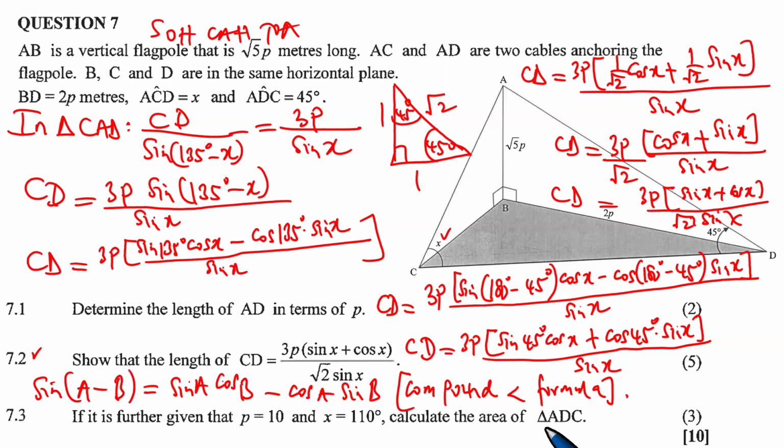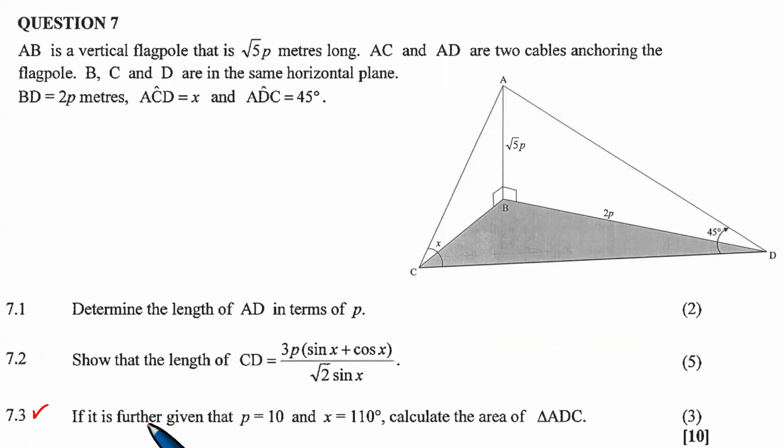Right, in the absence of a question, we move to the next point. Next question, 7.3: if it is further given that P is equal to 10, X is 110 degrees, calculate the area of triangle ADC. So you need the area of the triangle ADC. We've already been told that X is 110 degrees and this one is 45. So you have 110 degrees plus 45 degrees, which is 155.